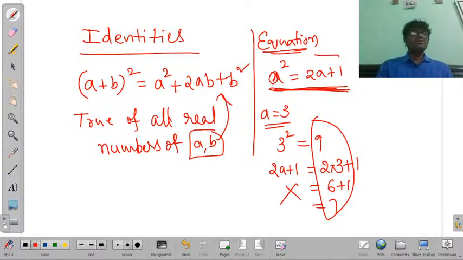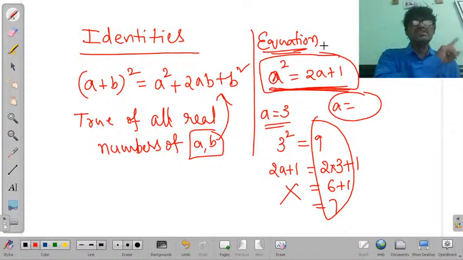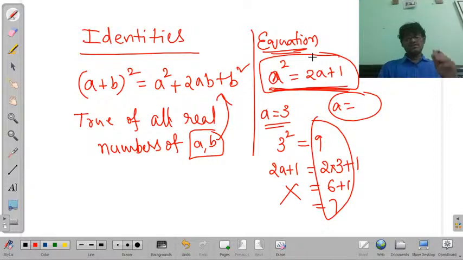Okay. Moreover, we can solve the equation. If you solve the equation, you will get some value for a. You need not solve that one. You just understand the difference between equation and identity. Identity is true for all the real numbers. Equation is not true for all real numbers. It is true for some real numbers. Sometimes the equation may not be true for any real number. Okay, that is the difference between equation and identity.